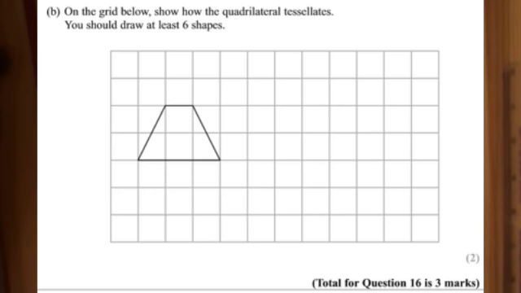So a tessellation is just a repeating pattern where you keep repeating the same shape, but it fills up the whole of a space. So it's like tiling a bathroom wall. All the tiles fit together without any spaces between them. So the easiest way to make this into a tessellation is to keep turning the trapezium upside down.